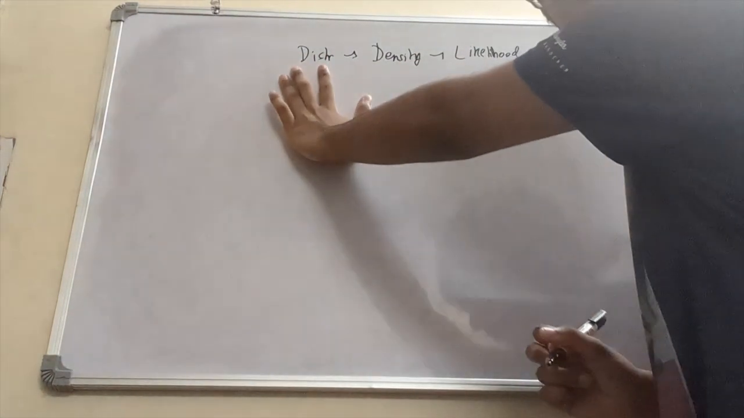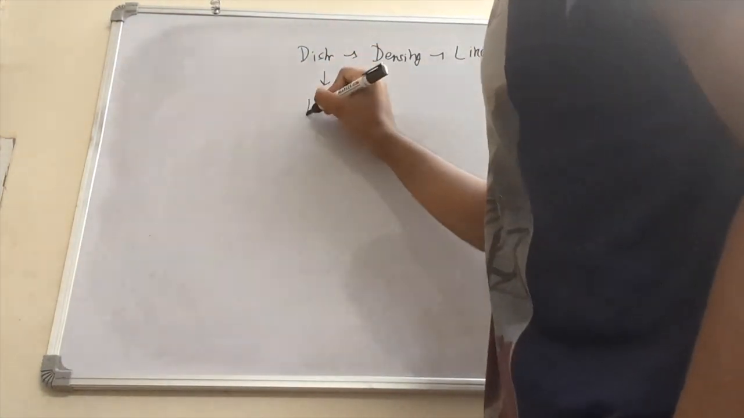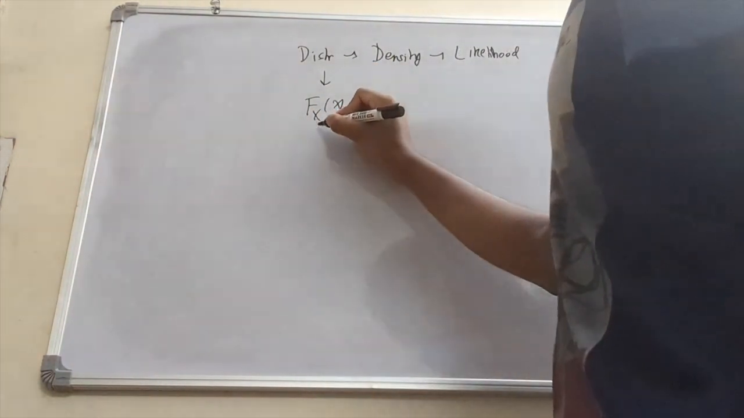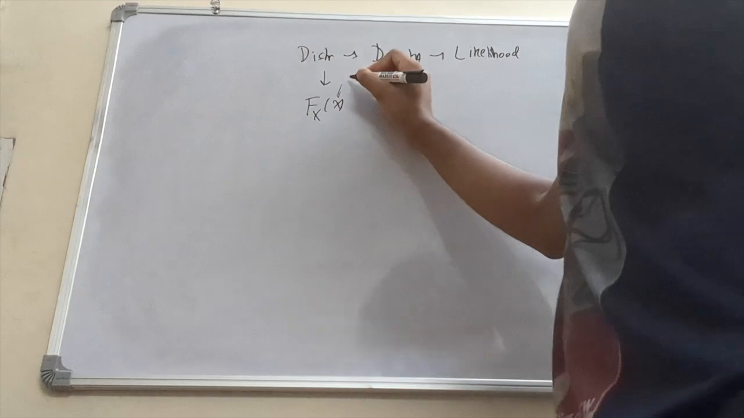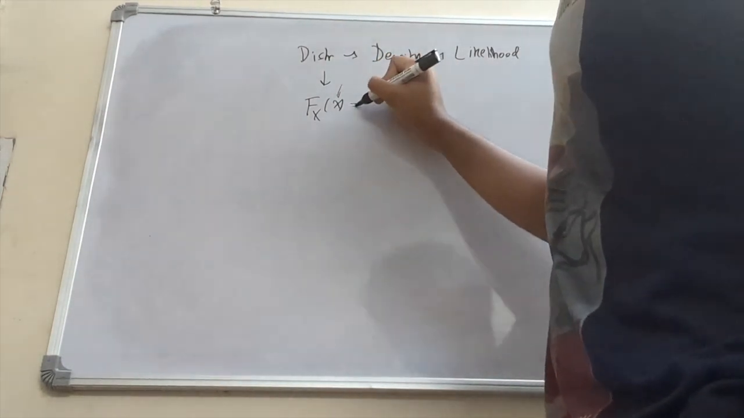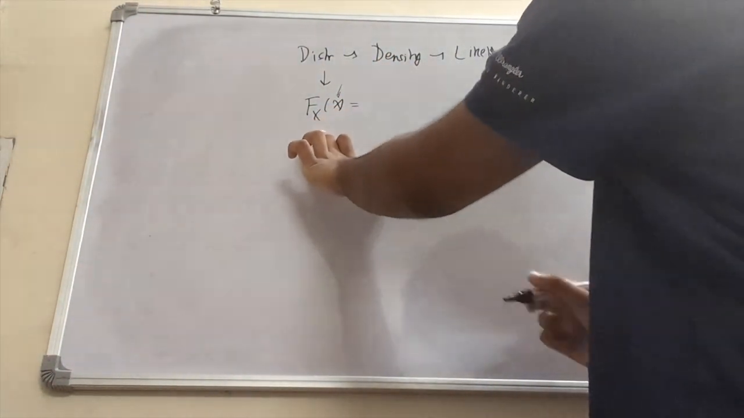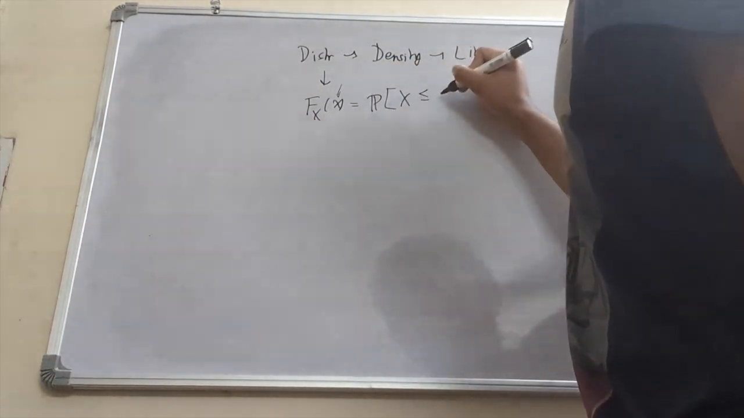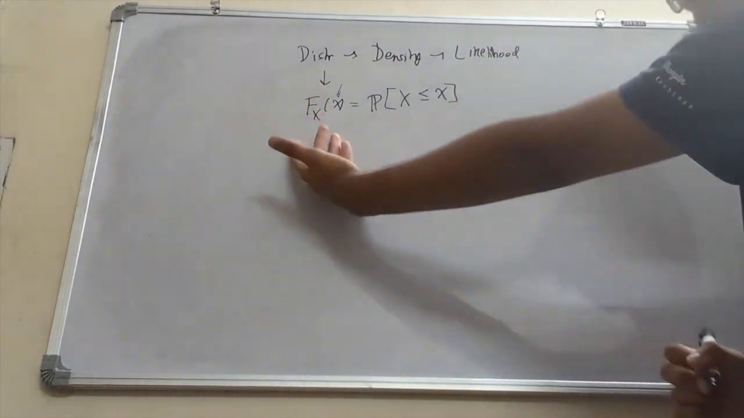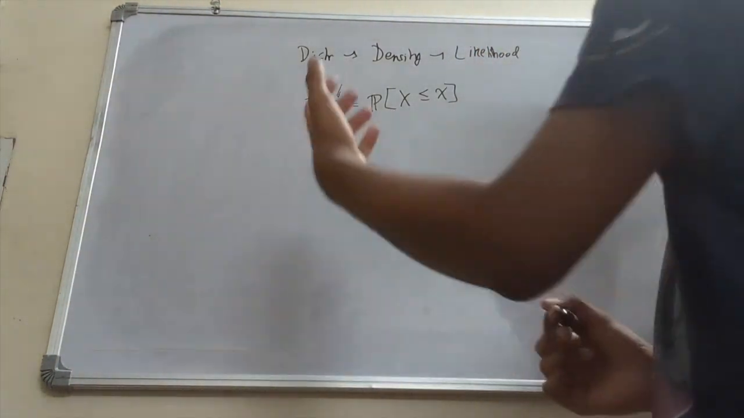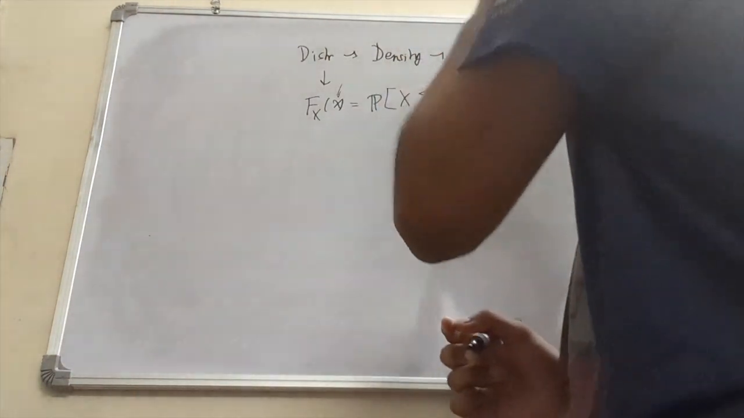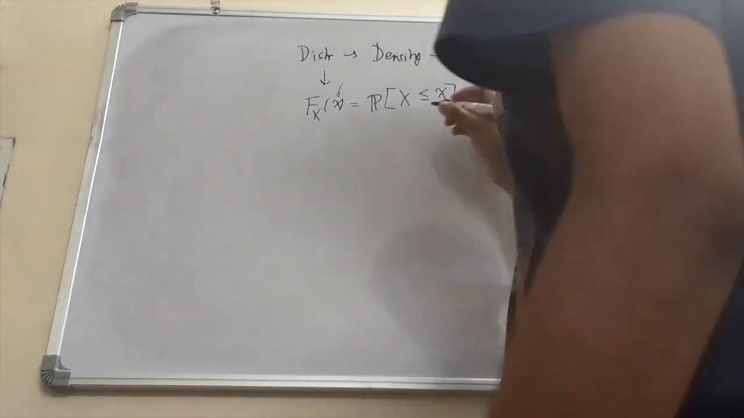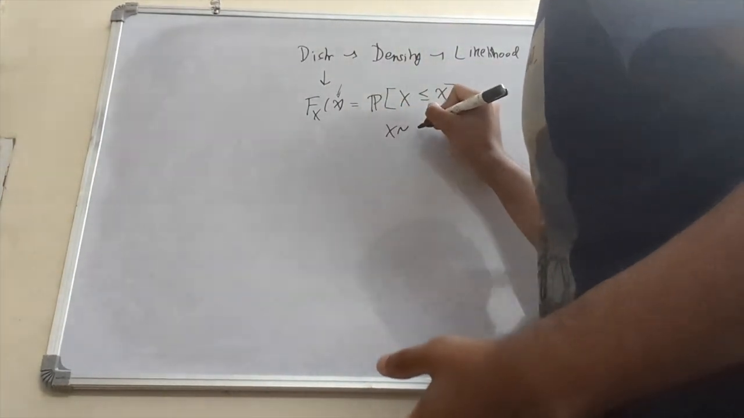So what is a distribution function? A distribution function F_X of x, where X is the random variable and x is a number. There is nothing random about this, but this is random. It's basically the probability that the random variable is less than or equal to that number. That is the distribution function.